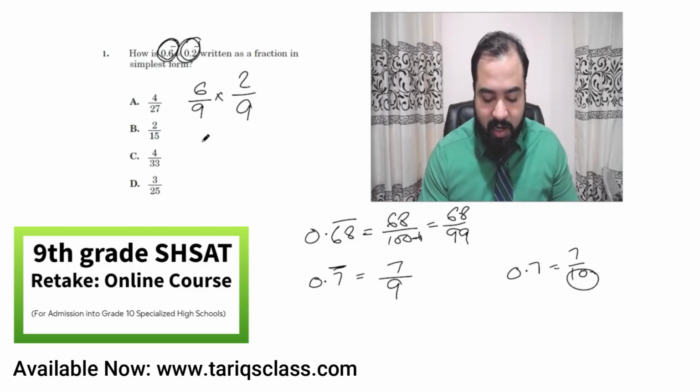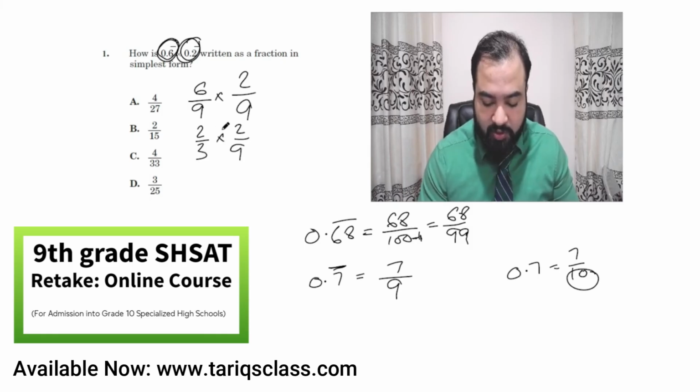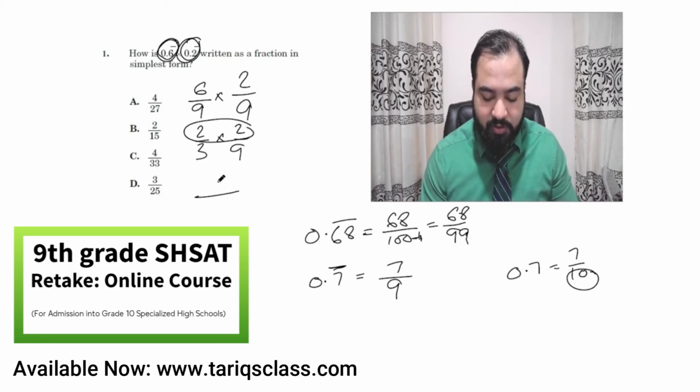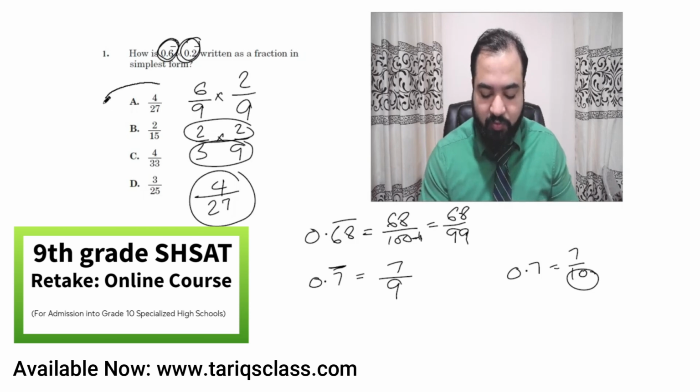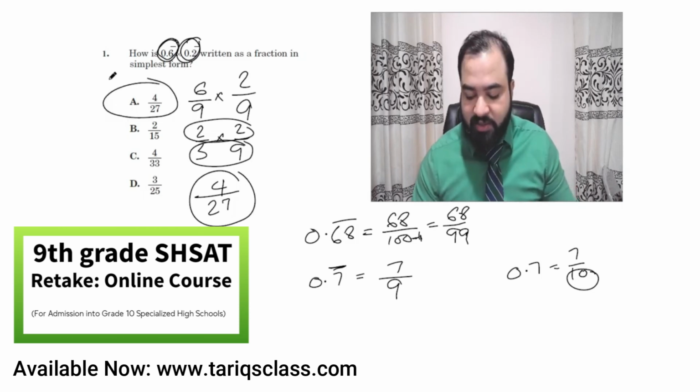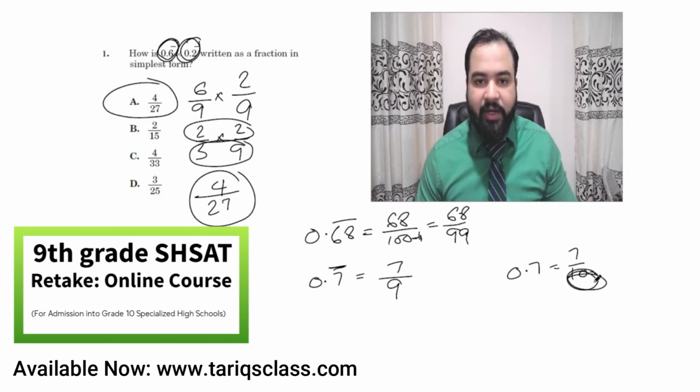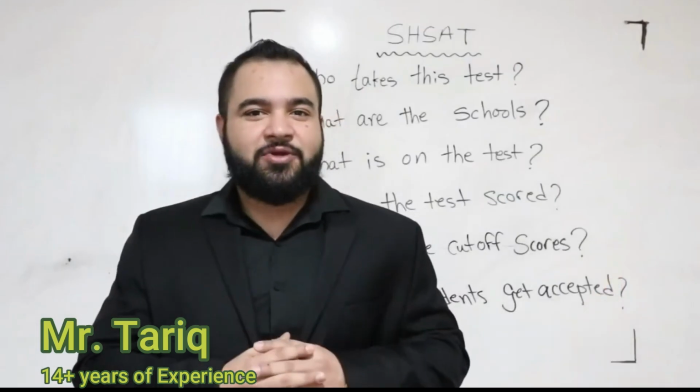Now, 6 over 9 can be simplified as 2/3. You can simplify it by 3. And this is 2/9. So you can multiply the numerators, which is 2 times 2, 4. And 3 times 9 is 27. So it's 4 over 27. It is that simple, guys. Just subtract 1 from the denominator. That's it.